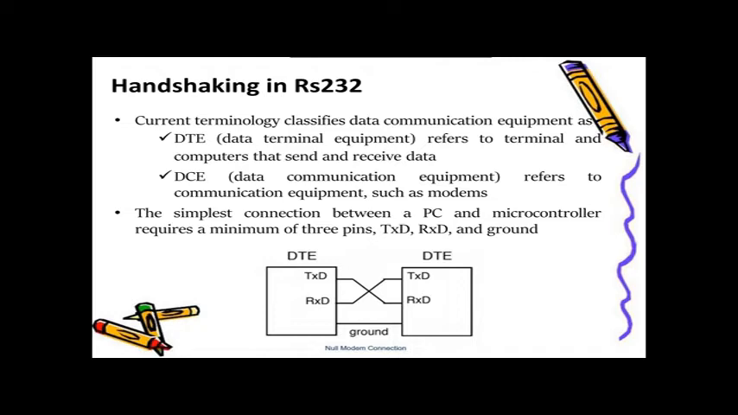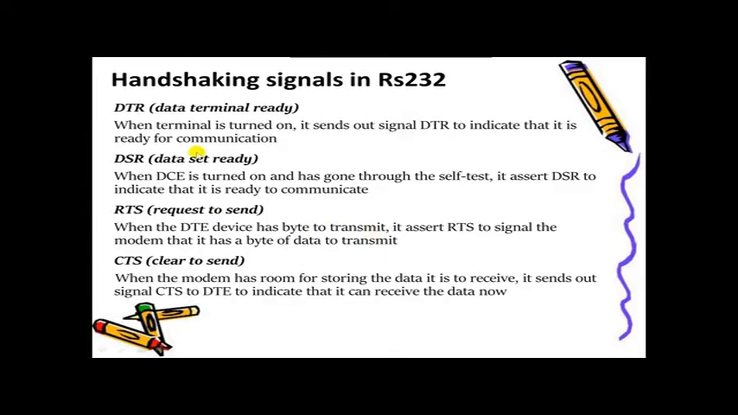So in the simplest communication, the connection between a PC and a microcontroller requires only 3 pins, that is TXD, RXD and ground. This is DTE, data terminal equipment, and this is another DTE, with transmitter to receiver, transmitter to receiver, and ground. This is the simplest communication. Now the handshaking signals in RS232, starting with DTR, data terminal ready.